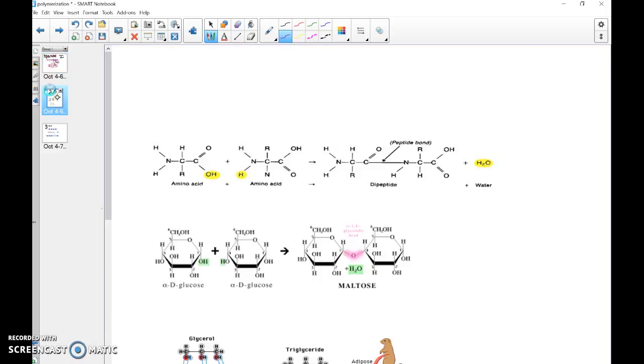Now what I wanted to do was just take a look at some of these things. So this right here is polymerization of an amino acid chain. And so you can see right here, there's a hydroxyl group and a hydrogen. And instead, this water comes out and this connection is formed. Now, in amino acids, this connection is called a peptide bond. We'll get into that later when we focus on amino acids, but I just wanted you to see how it shows up there.